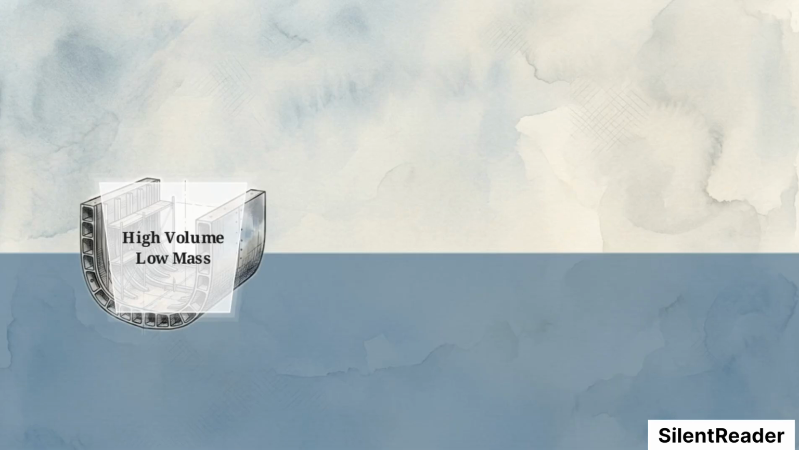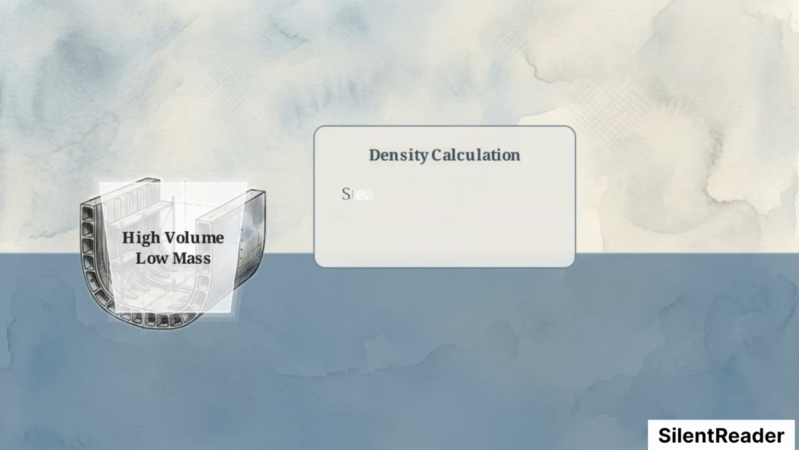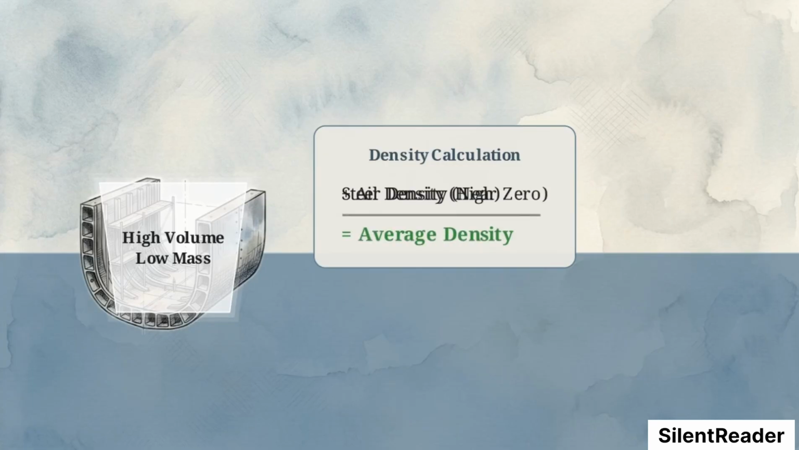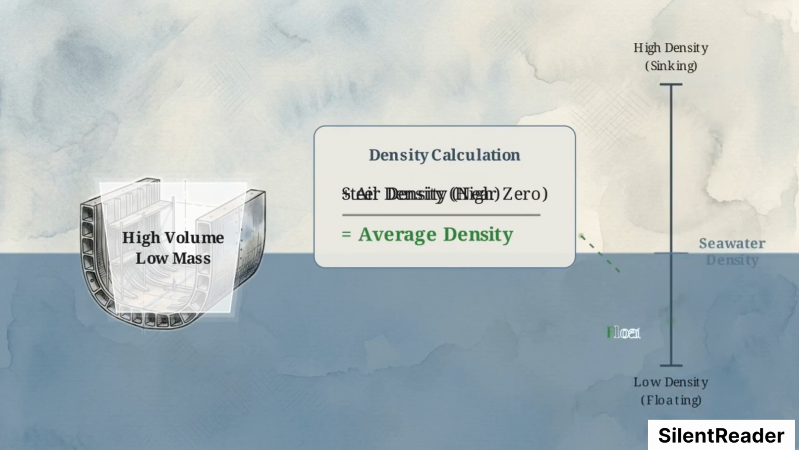Look at this cross-section of a modern ship hull. Marine engineers solved the steel paradox by designing the hull as a thin metal shell surrounding millions of cubic feet of air. Wrapping that heavy steel shell around air drastically expands the ship's total volume. When you average the weight of the dense metal walls with the incredibly light interior, the vessel's overall density drops well below that of seawater.